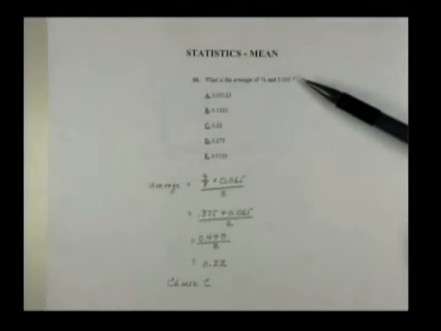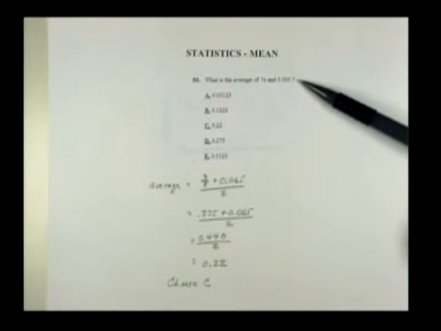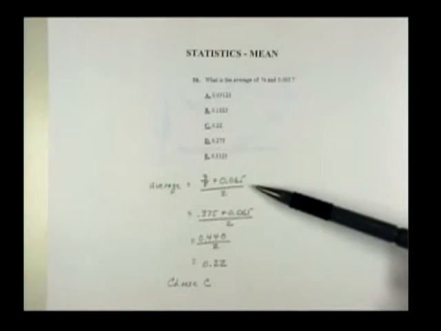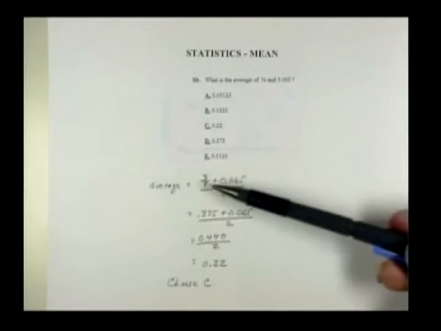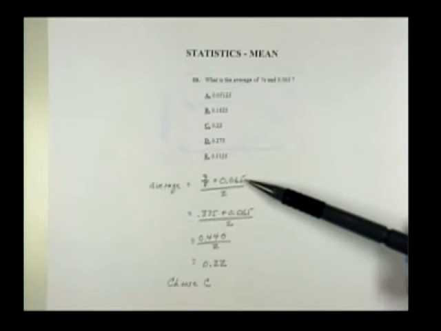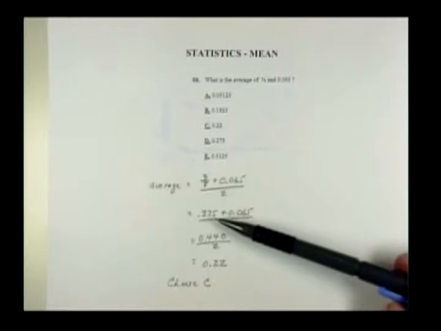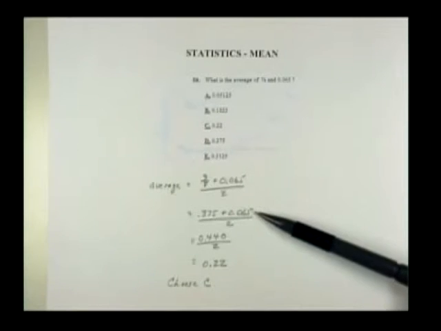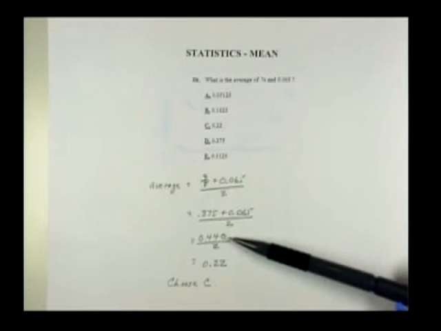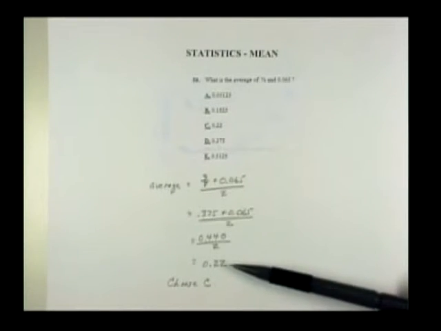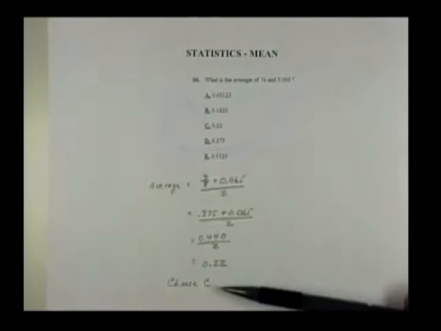What is the average of 3/8 and 65 thousandths? The average is the sum of the two numbers divided by 2. Because 3/8 cannot be added to a decimal number, the 3/8 is converted to the equivalent decimal 375 thousandths, or 0.375. The sum of these two decimal numbers becomes 0.440. When divided by 2 it becomes 0.22. Choose C.